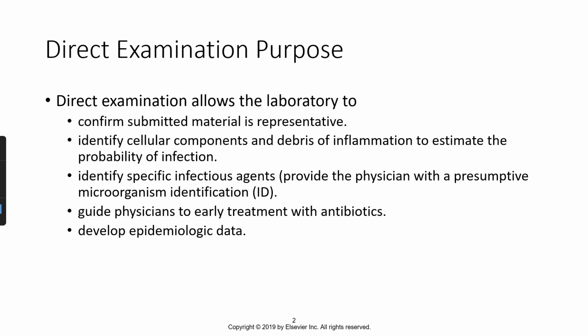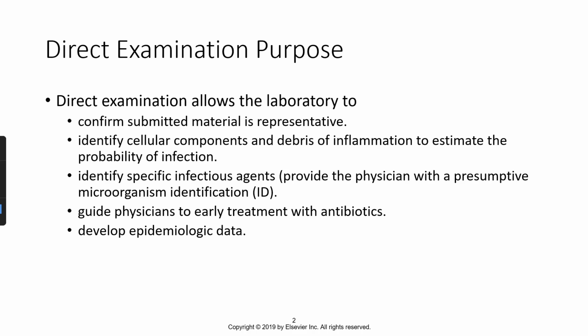is representative. So sometimes we get specimens that were taken from one of the healthier areas on the body. If we have a tissue that's necrotic and kind of nasty and the sample didn't include the necrotic portion, it just included the healthy portion, then that wouldn't be a representative material that was submitted. Identify cellular components and debris of inflammation to estimate the probability of infection.